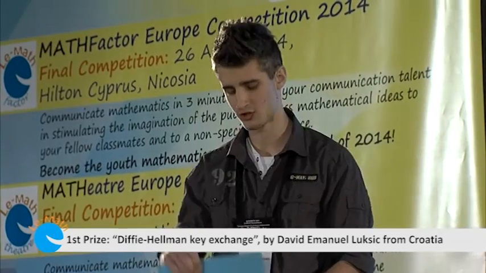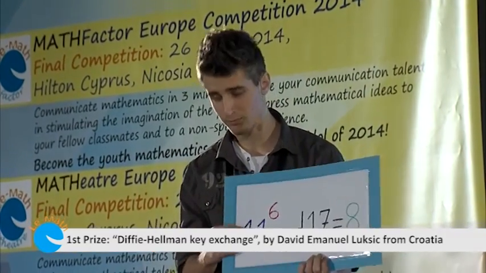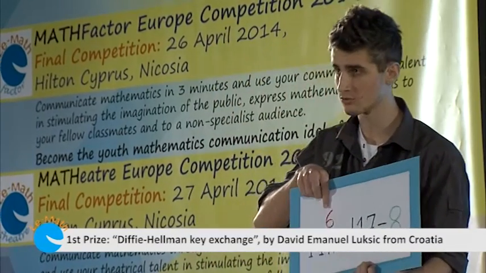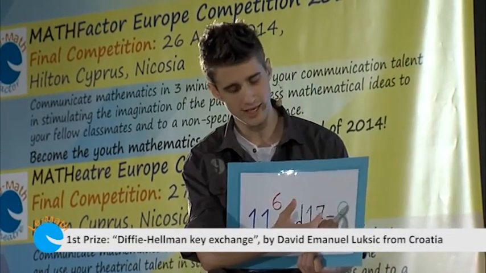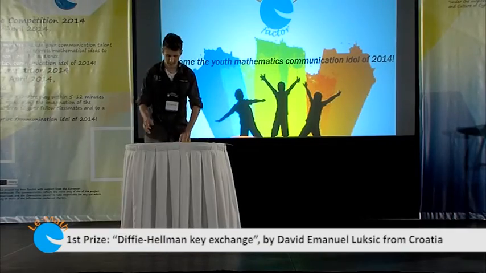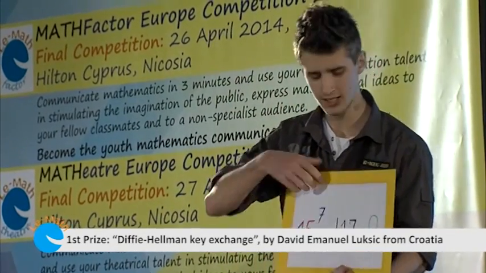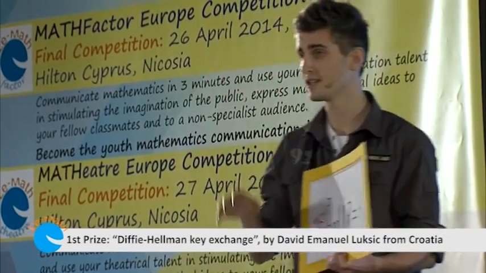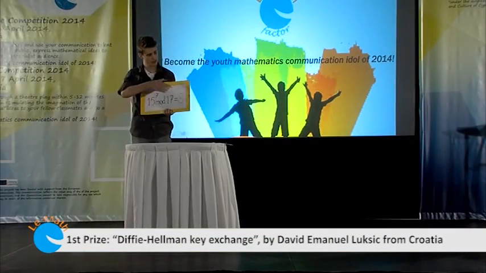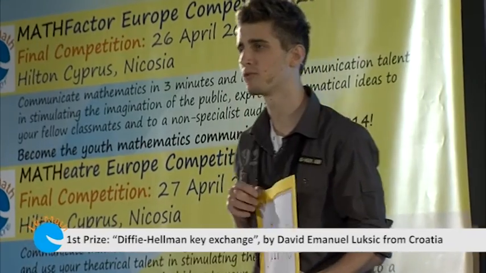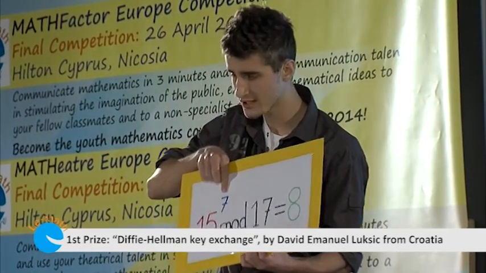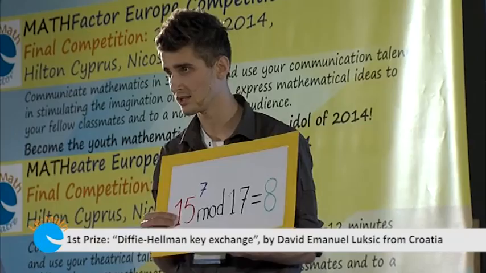And now for the heart of the trick. Alice takes Bob's public key, raises it to her secret key, and calculates the modulus to get 8. Bob does the same. He takes Alice's public key, raises it to his secret key, and calculates the modulus to get 8. And that's it. They will both know that their shared key is 8, but Eve won't be able to figure that out because she doesn't have their secret keys. She has only their public keys.